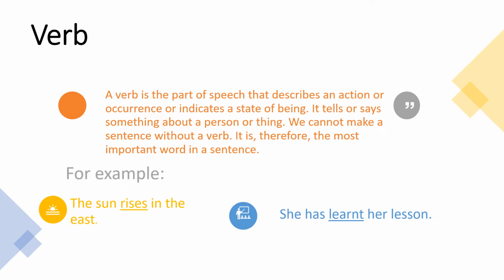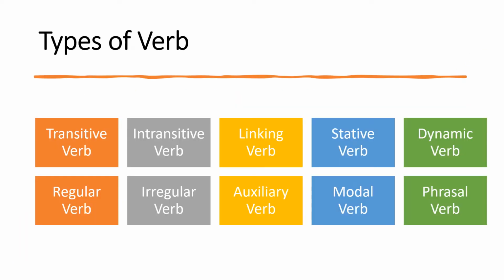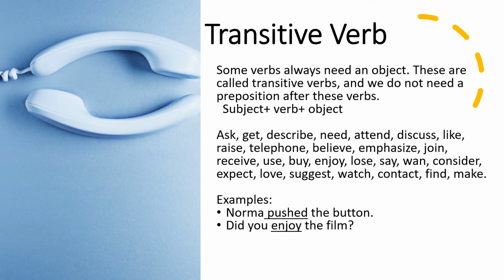For example, the sun rises in the east. She has learnt her lesson. Types of verb: transitive verb, intransitive verb, linking verb, stative verb, dynamic verb, regular verb, irregular verb, auxiliary verb, modal verb, phrasal verb. Transitive verb.